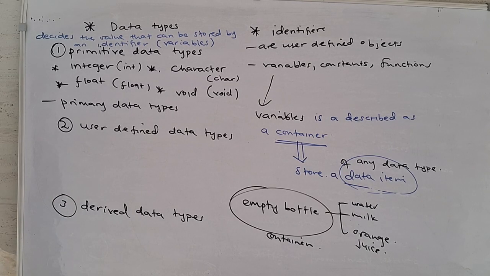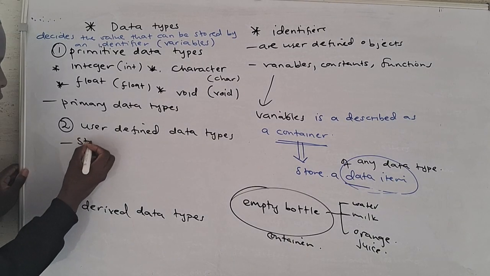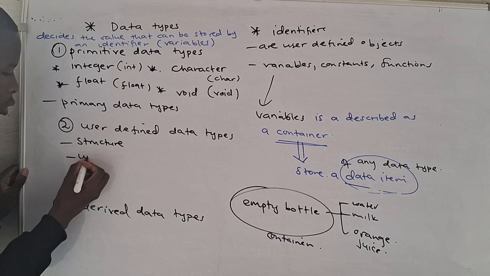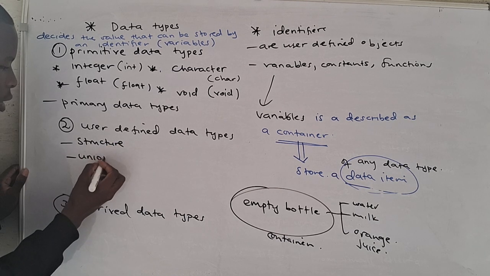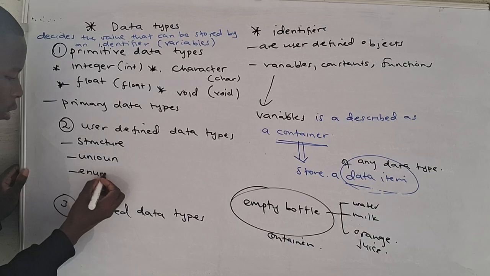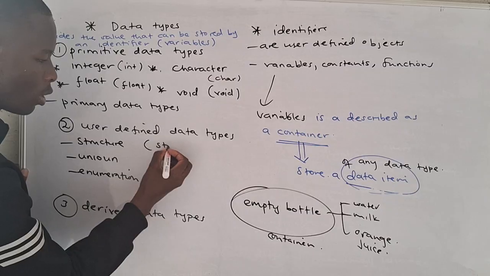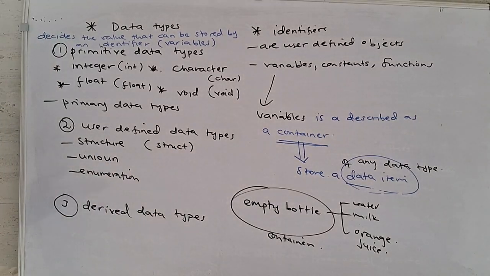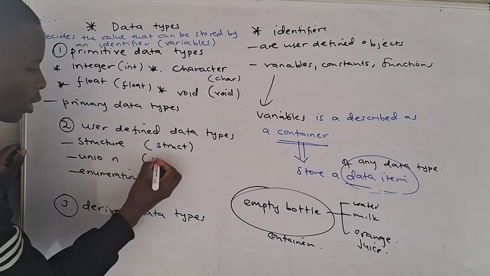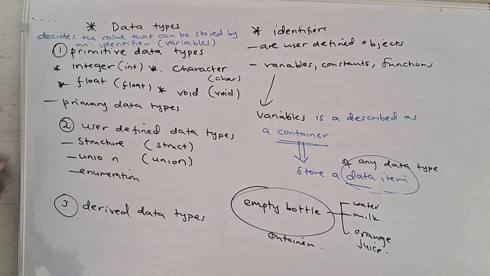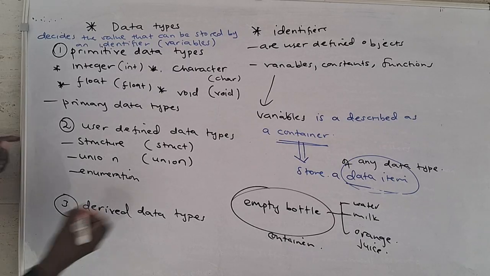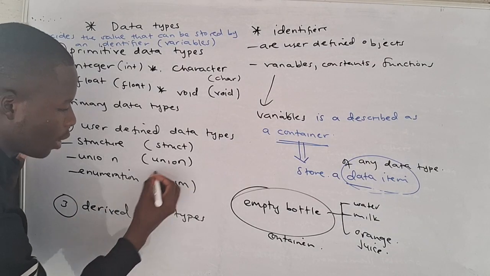We have the user-defined data types. Under user-defined data types, we have structure, union, and enumeration. Here the keyword for structure is struct. We are going to discuss this in detail. The keyword for union is nothing but union. Then the keyword for enumeration is nothing but enum. This is the keyword.